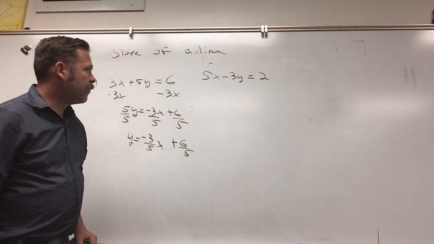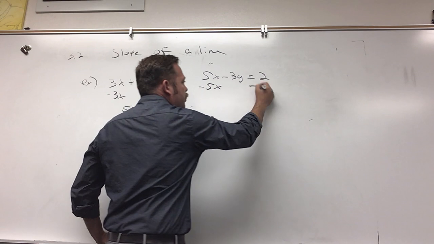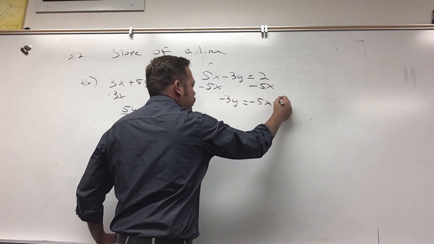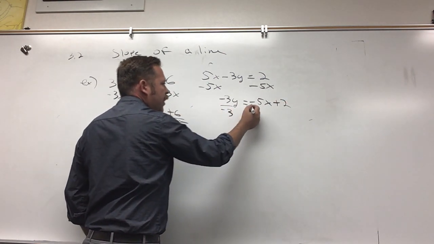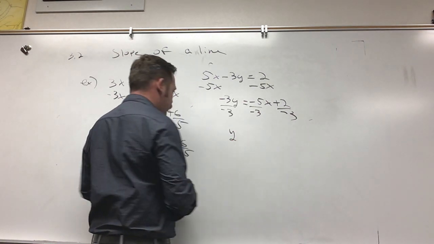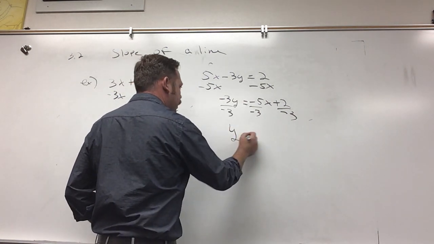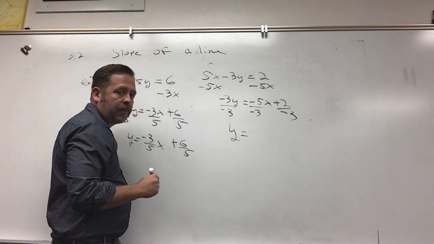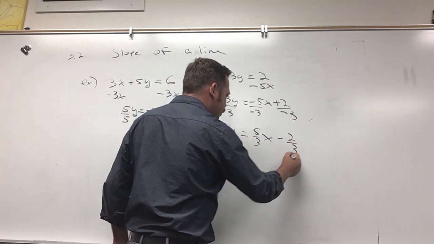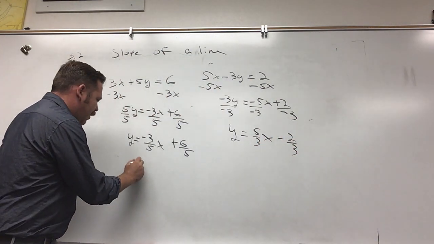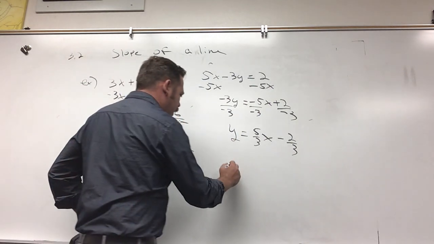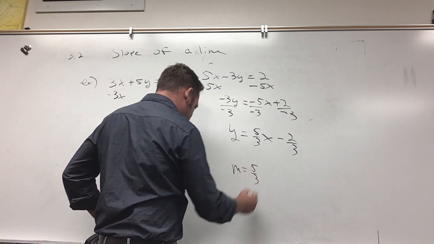Now let's get this one. Solve for y. Minus 5x, minus 5x. Negative 3y equals negative 5x plus 2. Divide by negative 3. And y equals, let's see, negative divided by negative is a positive, 5/3 x minus 2/3. So here, m equals negative 3/5. And here, m equals 5/3.